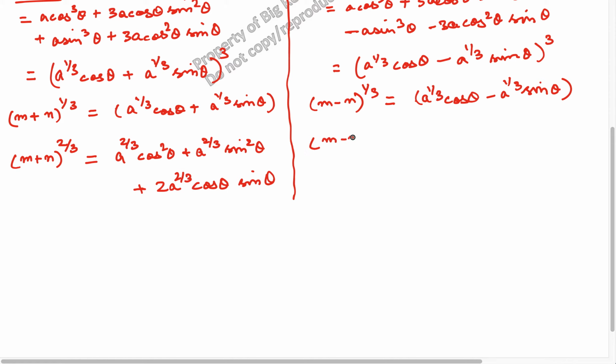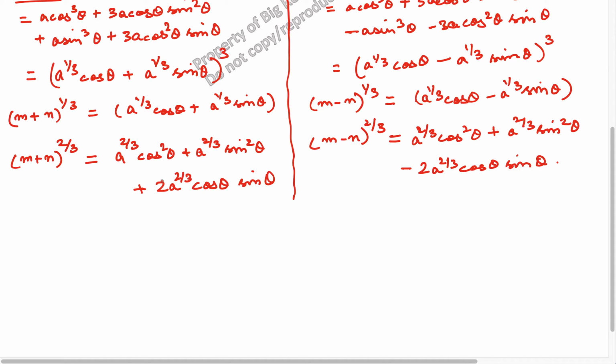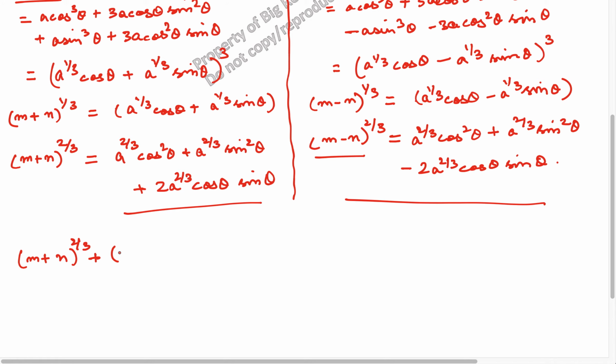Similarly, what is (m minus n) whole to the power 2 by 3? This will be equal to a to the power 2 by 3 cos square theta plus a to the power 2 by 3 sine square theta minus 2a to the power 2 by 3 cos theta sine theta. Now, if you add the whole of this side with the whole of this side, what you get is (m plus n) whole to the power 2 by 3 plus (m minus n) whole to the power 2 by 3.